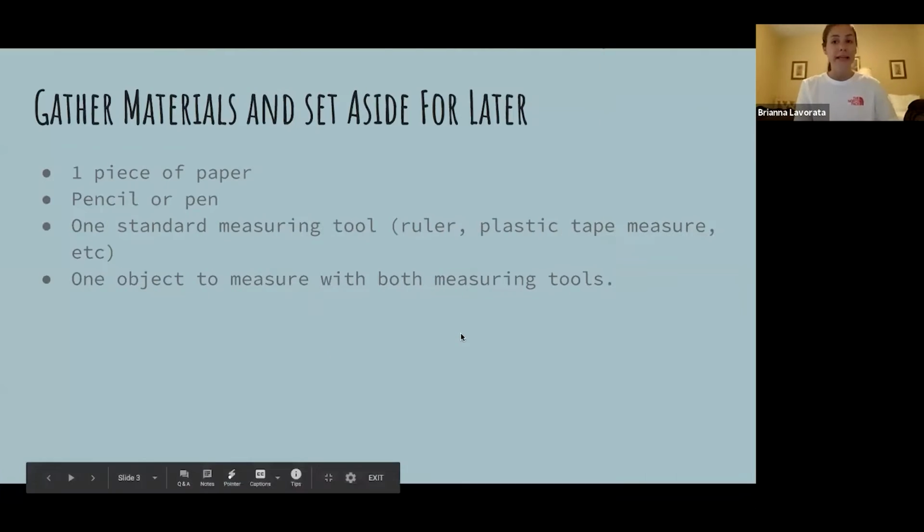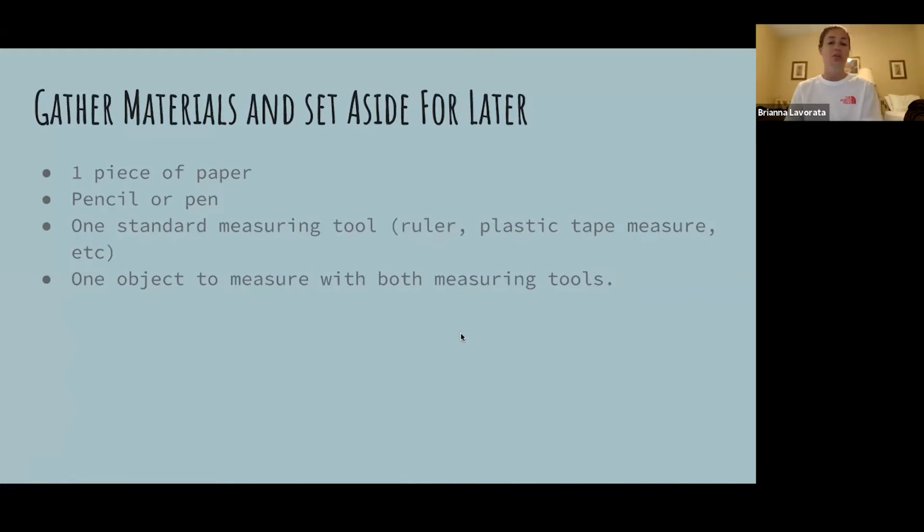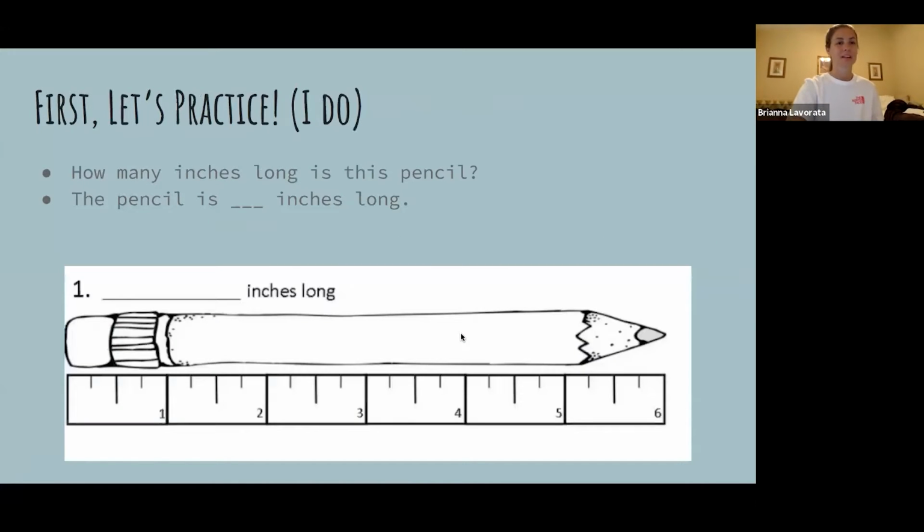All right, so friends, you should have all of your items with you now. So I'm going to go ahead and share my screen with you again. Right now, go ahead and put all of those materials off to the side. Don't touch them. You're not going to be doing anything with them besides your pencil and your piece of paper. But your measuring tool and your measuring object, go ahead and put those items aside. And let's get started. So first, let's go ahead and practice.